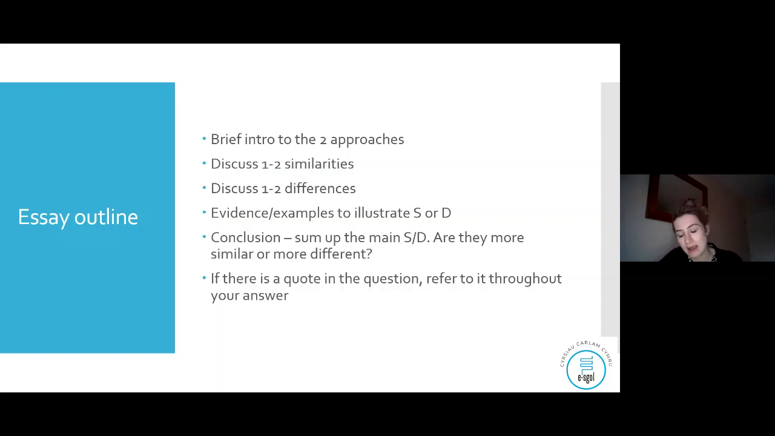Now, the bottom point is really important. If there is a quote in the question, refer to it throughout your answer. So sometimes it can say, like I said before, a psychology teacher explains that the biological approach is more scientific. Well, make sure that you reference that psychology teacher, okay? Reference it throughout and also put it in your conclusion as well, because it will just show the examiner that you've really read the question and that you understand what you're being asked to do. So there is a brief essay outline.